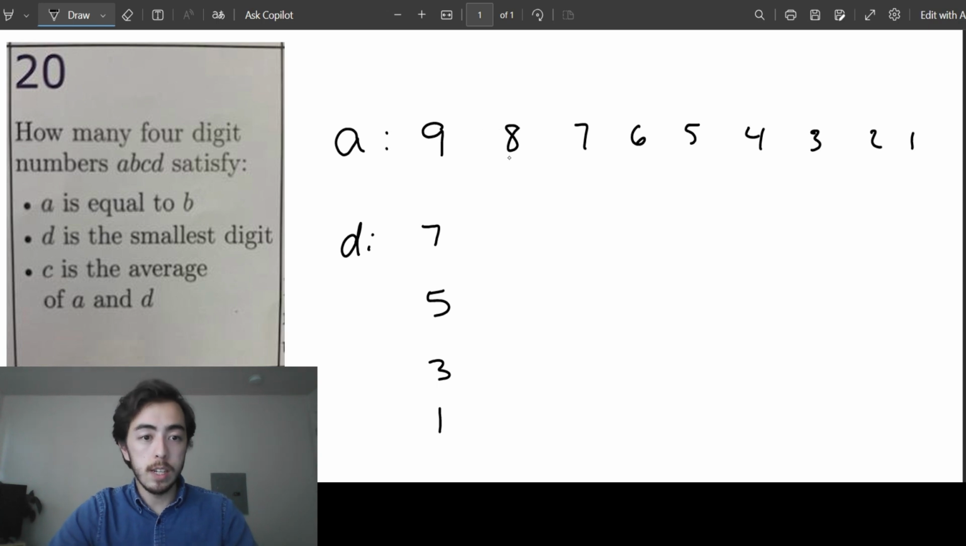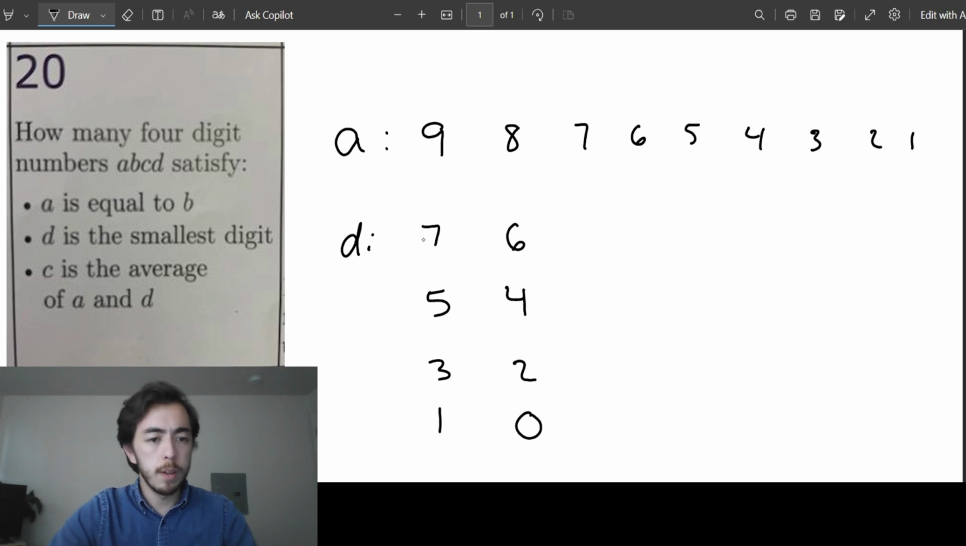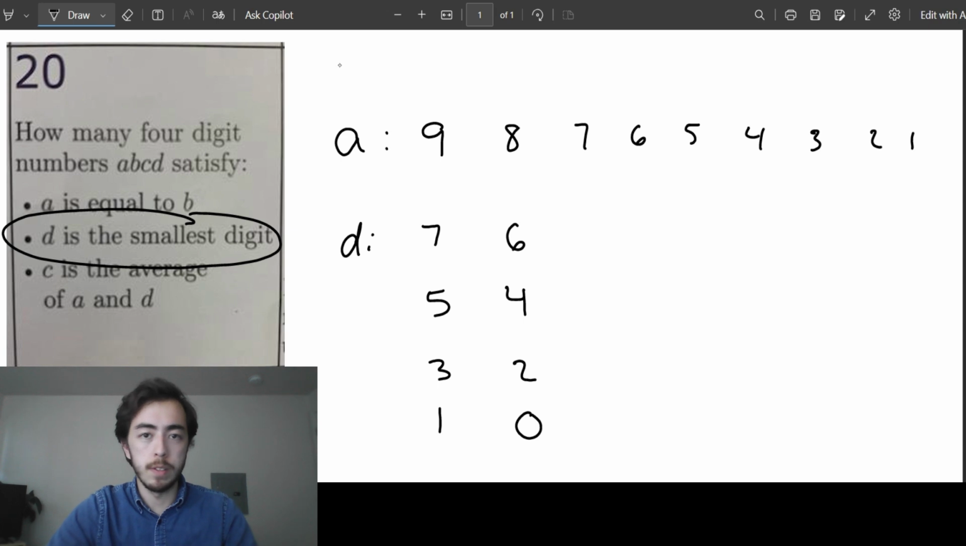When A is equal to 8, B is automatically equal to 8. And I think if we average two numbers and get another whole number, 8 and the other number, they both have to be even. And so D could not be 7, because then we would get a non-whole number average. So that means D could be 6 or 4 or 2. And I think 0 is allowed, right? Because D is the smallest digit. Cool, 0 counts as a digit.